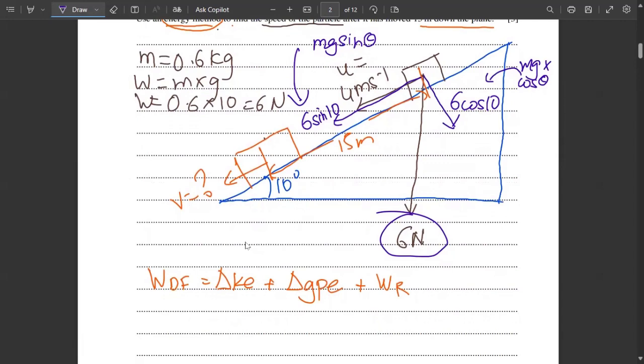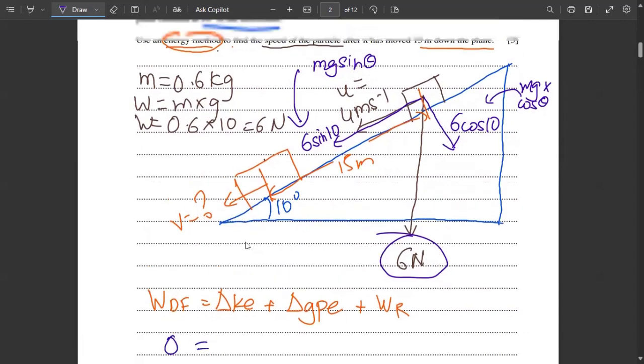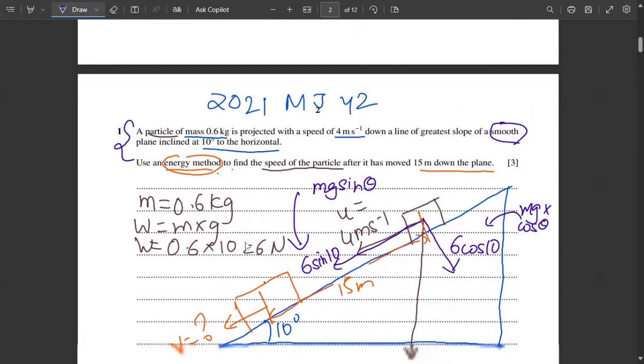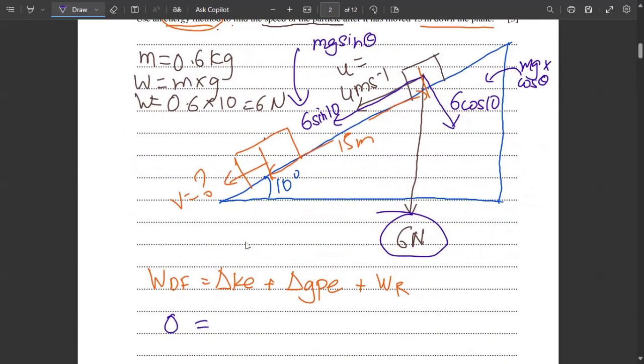Work done by driving force. Work done by driving force will be 0 because as you can see, the question does not mention anywhere that it is being pulled by a force of this Newton. And there is no mention like this. So work done by driving force will be 0.